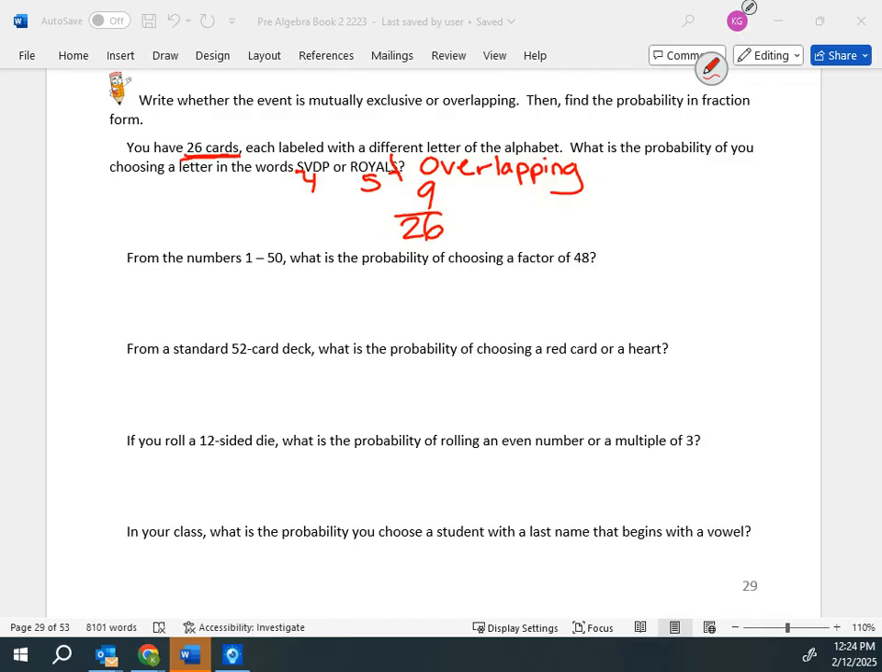First thing you look for is, is it mutually exclusive or is there overlap? So think it through. Am I listing stuff two times? That would be an overlap. We listed the S twice, that's overlap. If you're not listing stuff more than once, there's no overlap, it's mutually exclusive. But make sure you're listing everything that you need to so you can find the correct probability. Any questions?